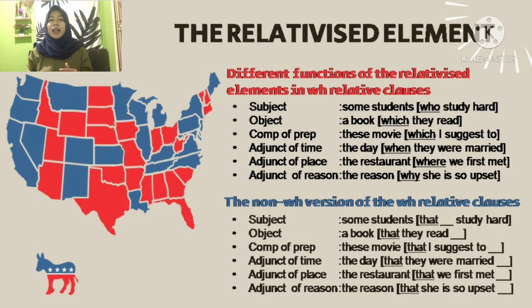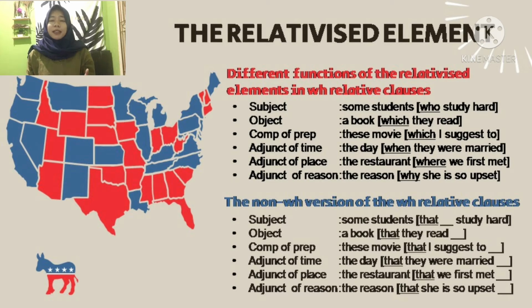Next, the relative element can be the object in the relative clause. For example, a book which they read. A book is modified by the relative clause, and which here is anaphorically related to book. And next, the relative element can be the complement of a preposition. For example, this is a movie which I suggest to. This movie here is anaphorically related to which.